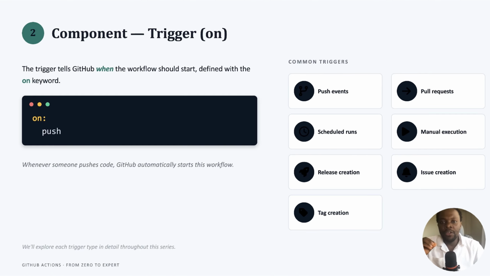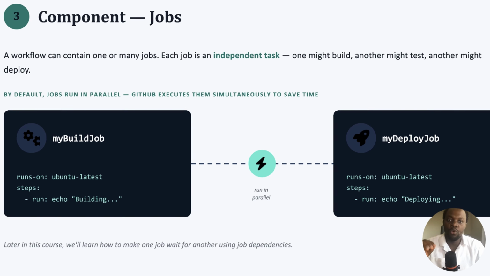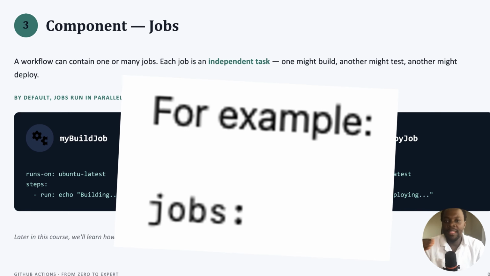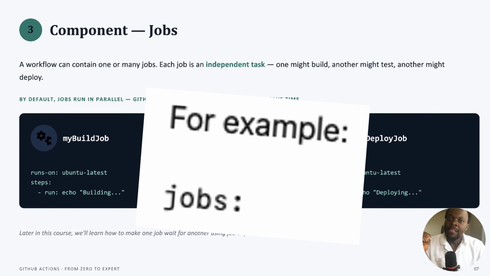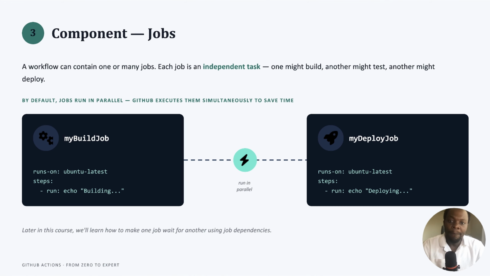After defining the trigger comes the jobs section. A workflow can contain one job or multiple jobs. For example, jobs: and release our job. Think of each job as an independent task. One job might build your application, another could run automated tests, another could deploy your project. By default, multiple jobs run in parallel. That means GitHub executes them simultaneously to save time. Later in this course, we will learn how to make one job wait for another using job dependencies.